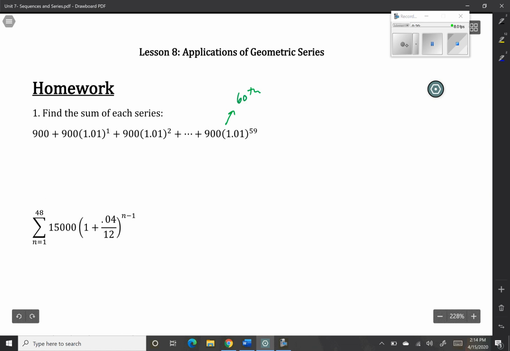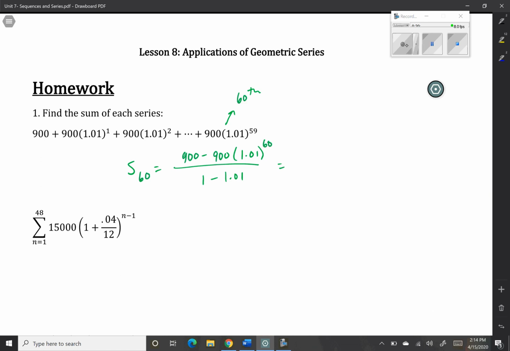So if I wanted to find the sum of these 60 terms, I would take the first term, subtract the first term, multiply by the common ratio to the 60th power, all divided by 1 minus 1.01. Use that fraction button in your calculator.